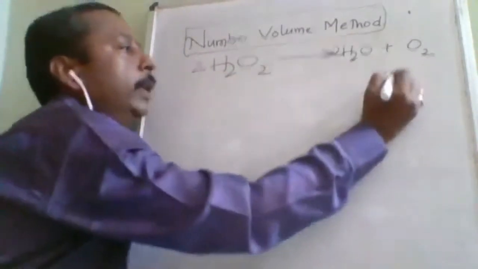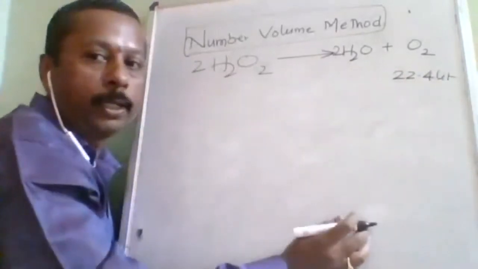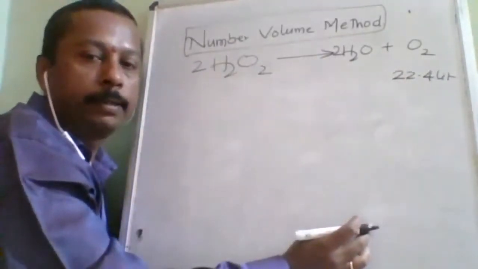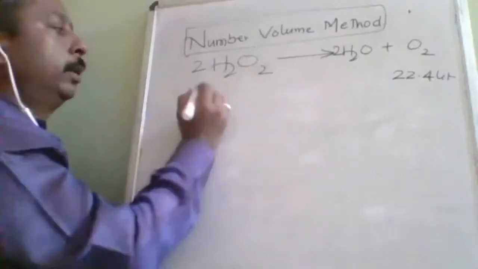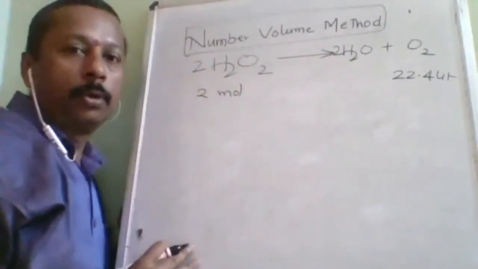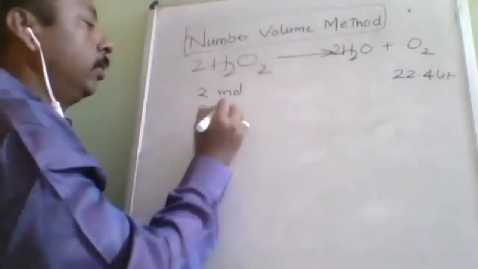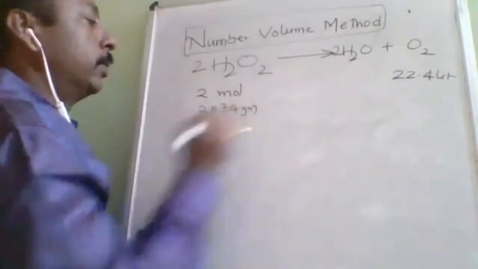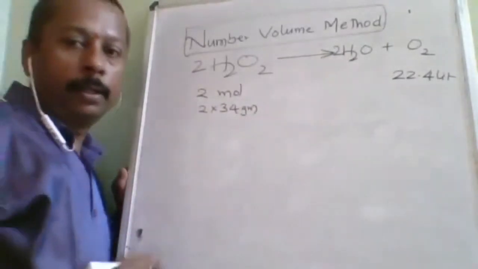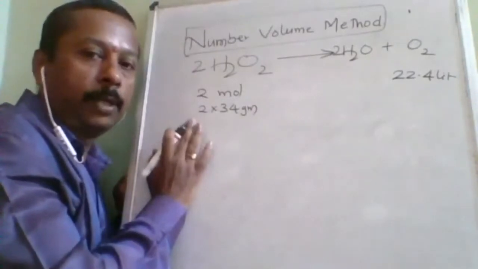Suppose we are able to collect 22.4 liters of O2 at STP, that means that 1 liter of solution contains 2 moles. What does it mean? 2 moles of H2O2 are available. Otherwise, we can say 2 into 34 grams of solute is available. Okay. So with this, you can convert into molarity.